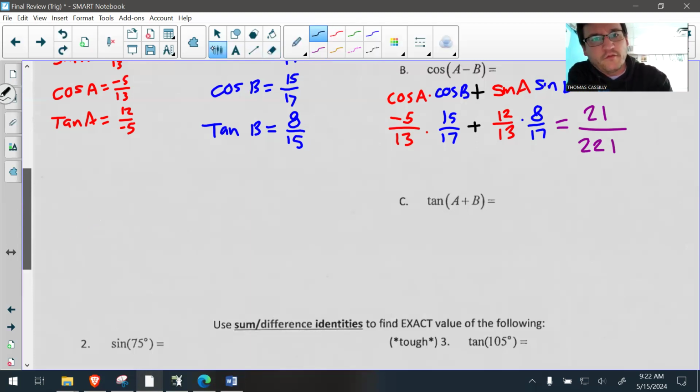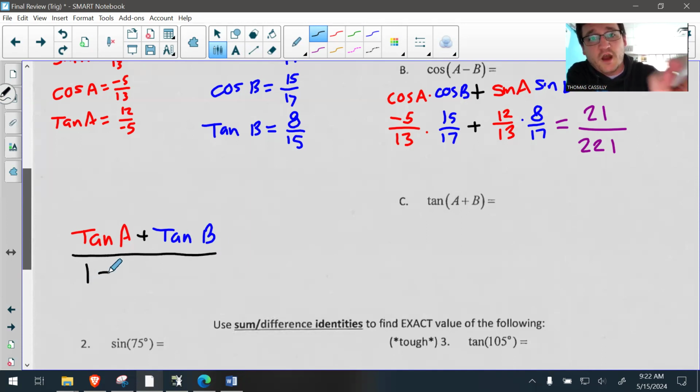Half this video is me writing these formulas. Tangent of A plus the tangent of B over. Then we have 1 minus. This is where we take the opposite one. We have the tangent of A minus times. I can get my letter in here. The tangent of A times the tangent of B.